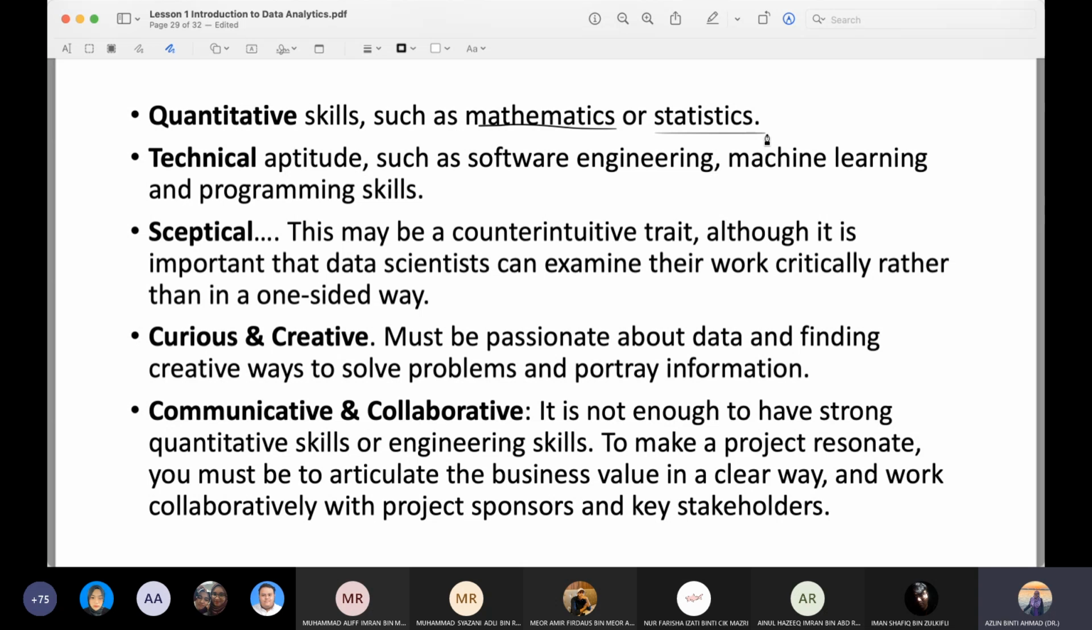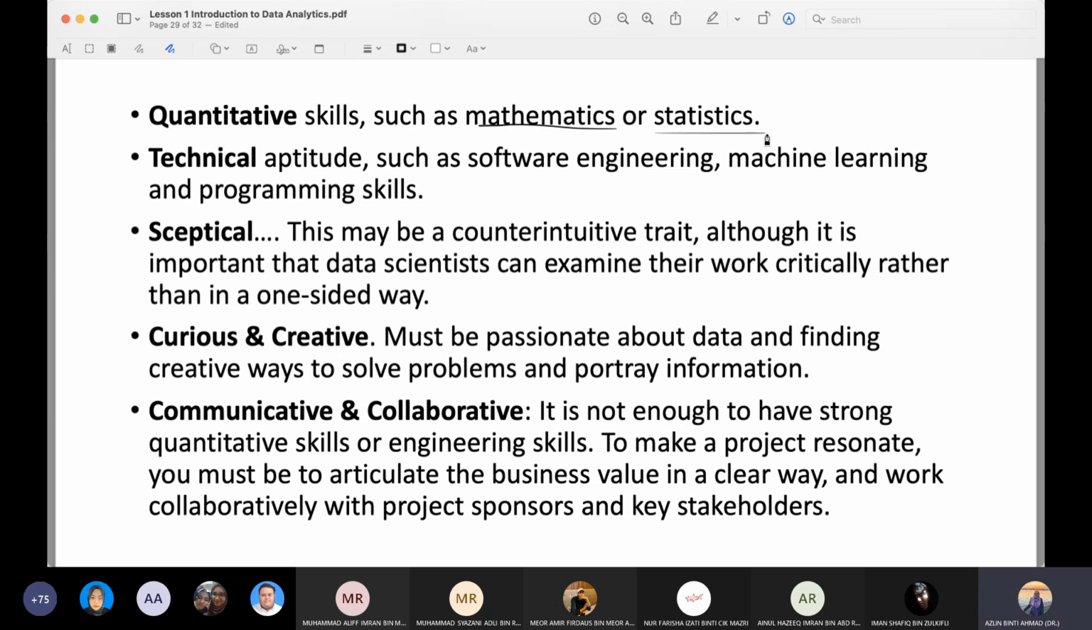And for technical, such as software engineering, machine learning and programming skills. Software engineering ni katanya you nak dapatkan user requirements. How you need, maybe you need to come up with the specific requirements punya document, and then for machine learning ada solution, ada task, how are you going to come up with the machine learning punya models, and then programming skill, how to execute the machine learning tadi itulah.